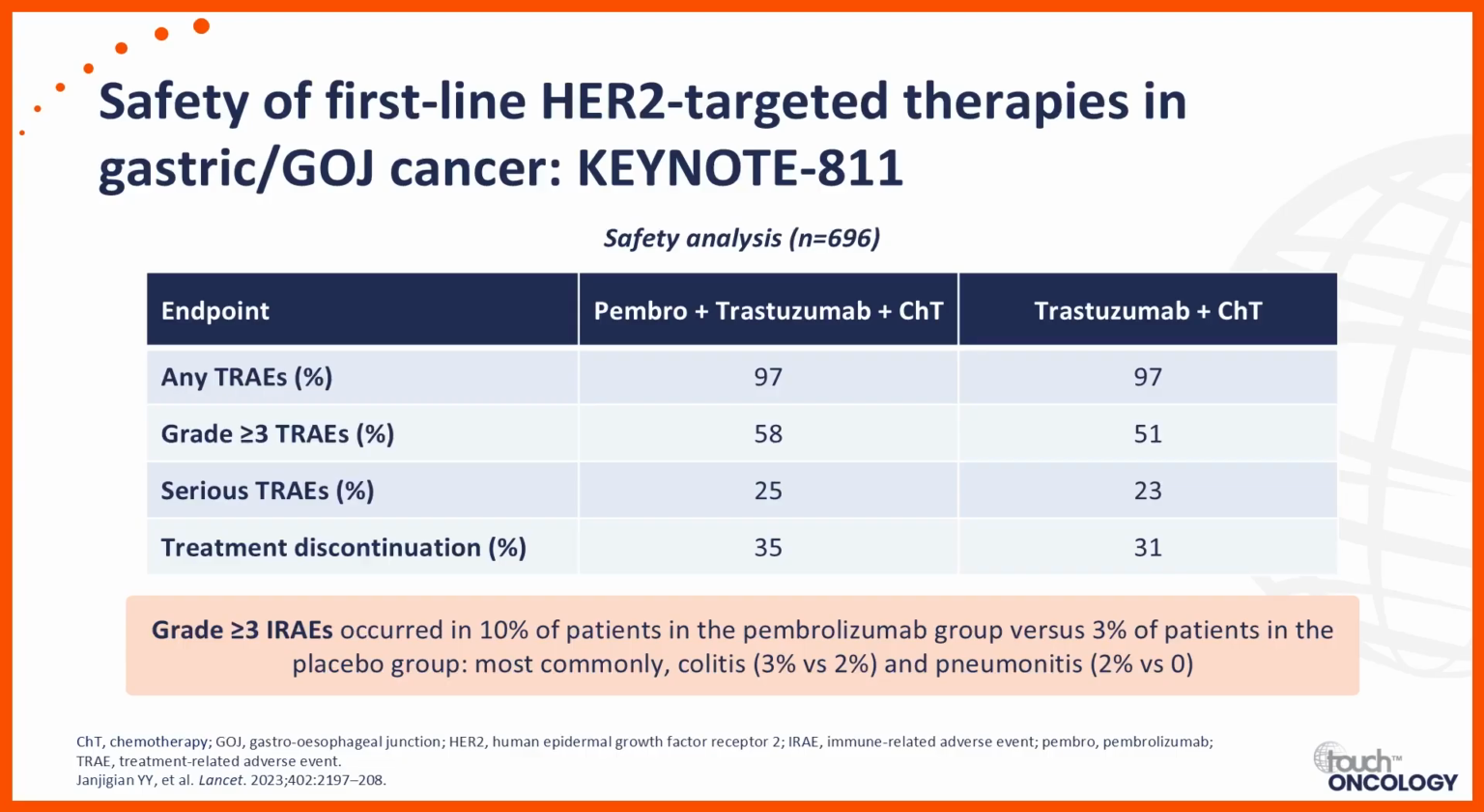For instance, the first-line combination of trastuzumab, pembrolizumab, and chemotherapy, as studied in the KEYNOTE-811 study, clearly shows us, and you can see this here, that we have to count on some form of toxicity in almost all patients. So that's really not the exception. It's routine that we need to monitor patients and that we need to treat toxicity.